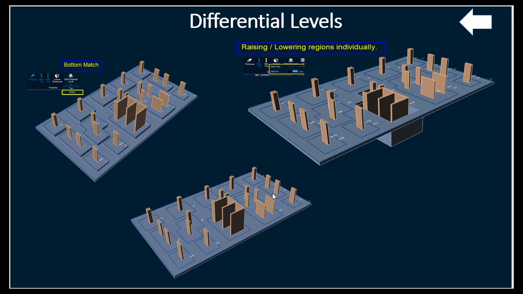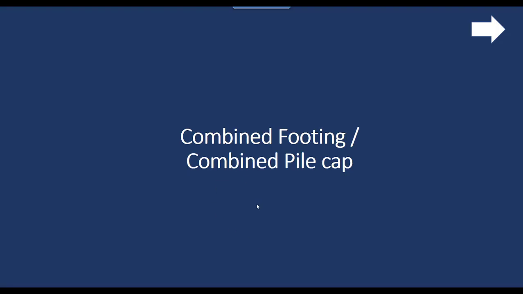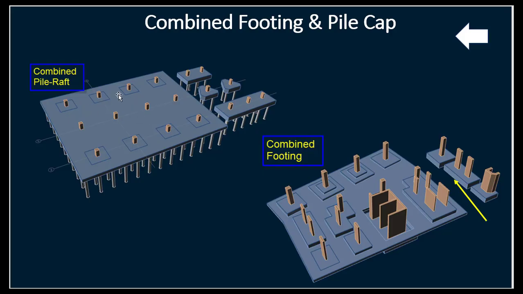Here the entire slab is matched with all the pedestals as well as the lift pit. If I want individual pedestals to be lowered, or raised by any distance, then that can be done. So we can have different levels for different slabs. Also, we can design a combined footing or a combined pile cap in RCDC-FE. Like pile raft with a combined pile cap, an individual pile cap, a combined pile cap with n number of columns, like 2, 3, we can have it with one, and a pile raft. Similarly, we can have a combined footing, isolated footing, or a pile raft slab, which can be designed in RCDC-FE.